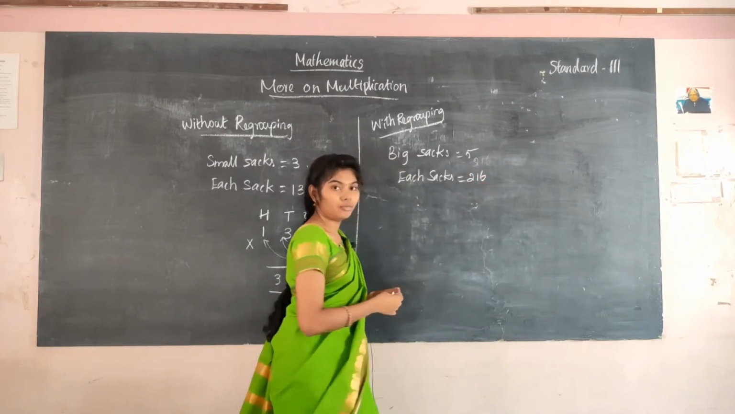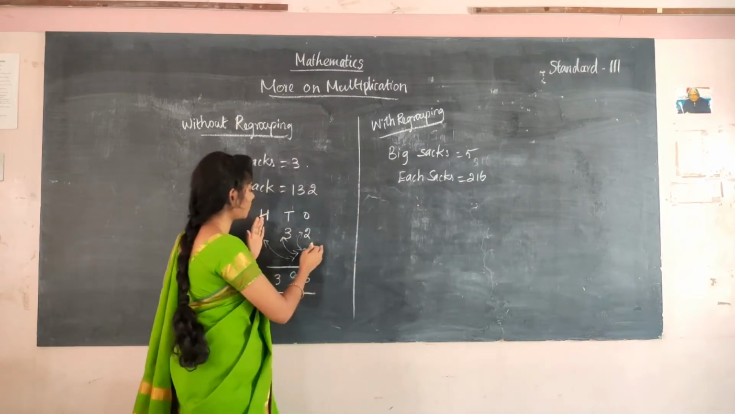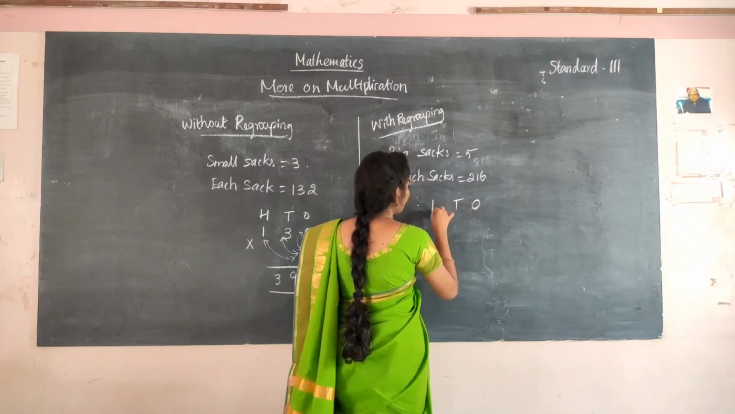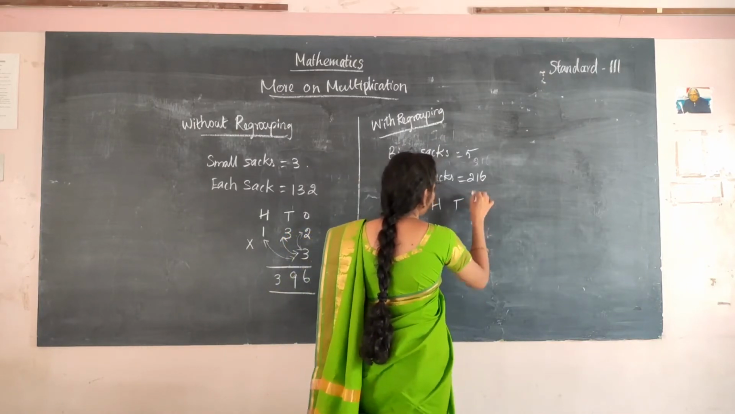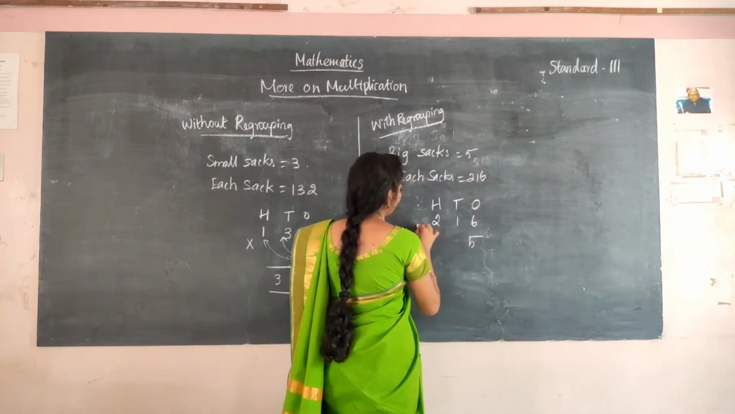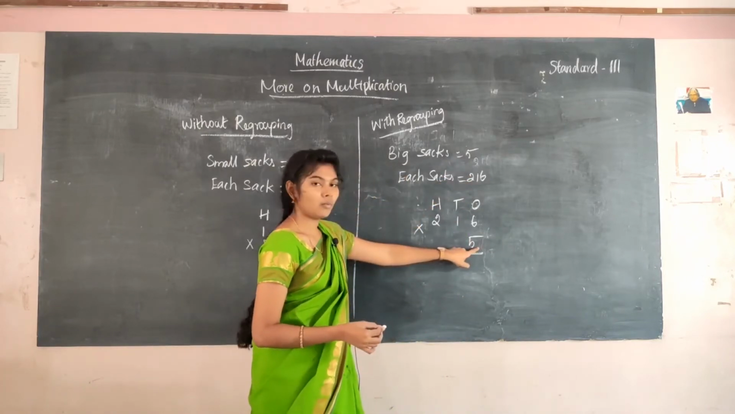216 mangoes are filled in the big sacks. So how will you multiply? First, as before, we have to write the place values: ones, tens and hundreds. Now fill the numbers in the places: 6 ones, 1 tens and 2 hundreds, and then 5 here. We have to write only one number here, so you write it in the ones place.